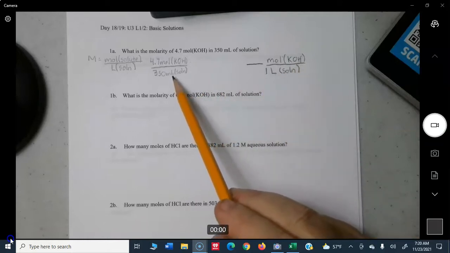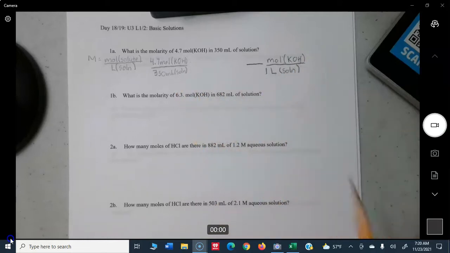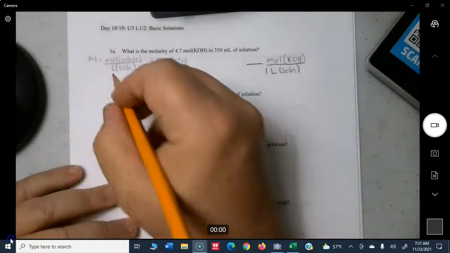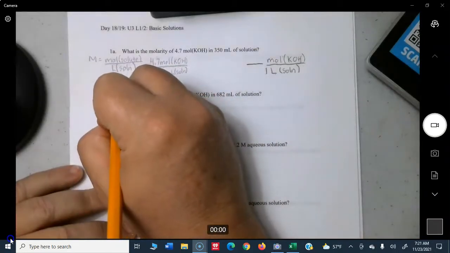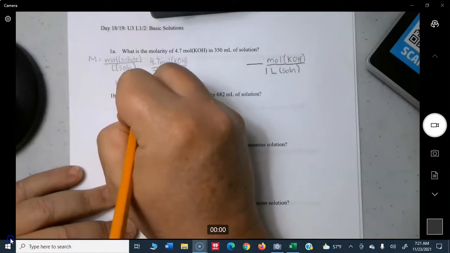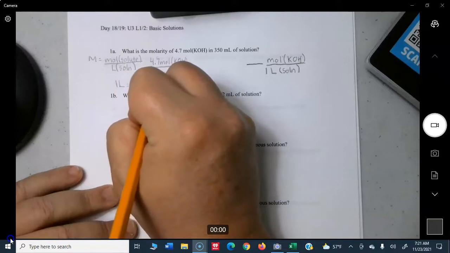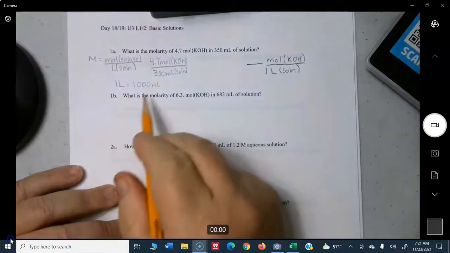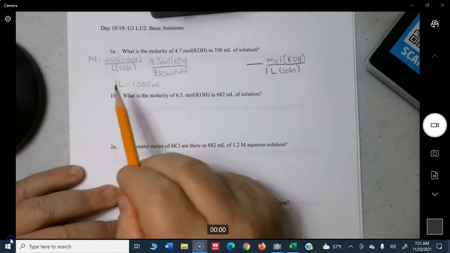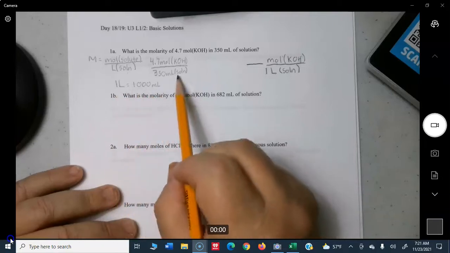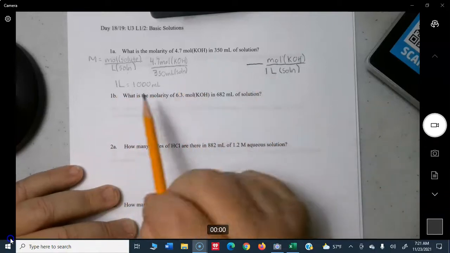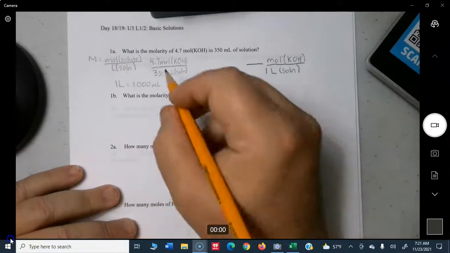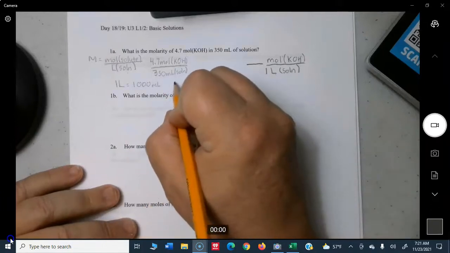On the bottom is milliliters of solution to liters of solution. So there's the standard conversion that you should just flat memorize: 1 liter equals 1,000 milliliters. That's called an equivalency, and this is true of any substance. We're interested in solution here, but this is true of any substance. So we can write that as two conversion factors.